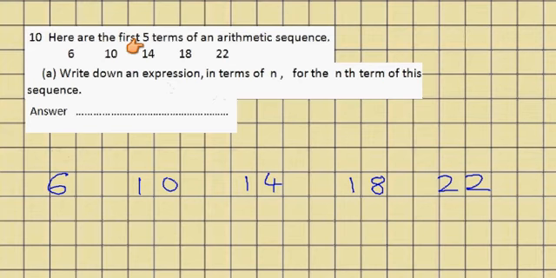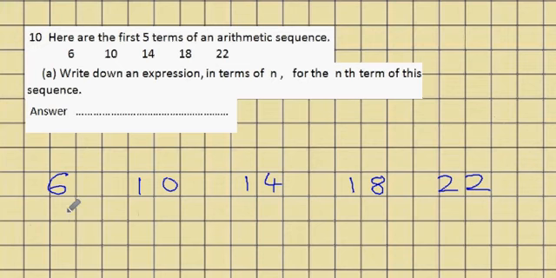We're told that our sequence has 5 terms. The first term is 6, the second term is 10, the third term is 14, and so on. We need to find out not the 6th or 7th or 8th term, but the nth term, which is the term in general. Well, if 6 is the first term and 10 is the second term, we need to find out what the common difference is.